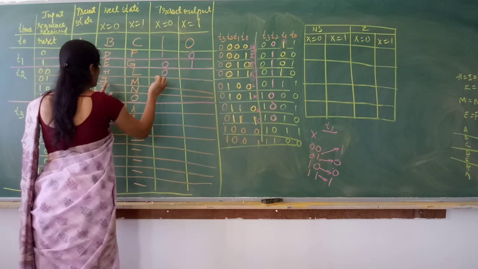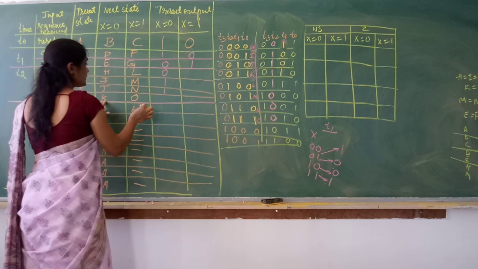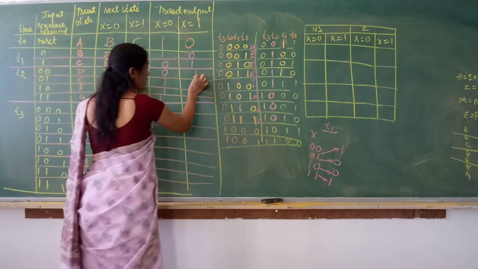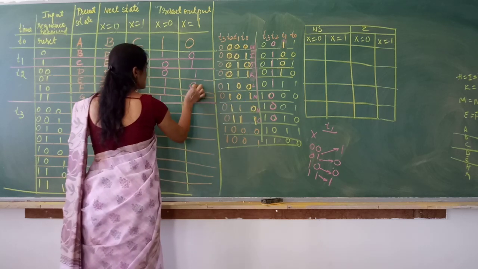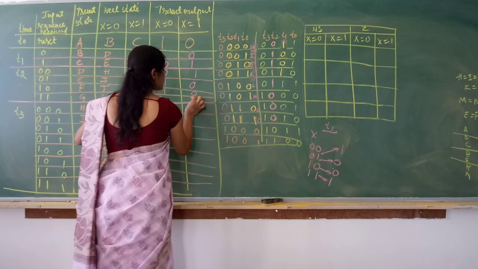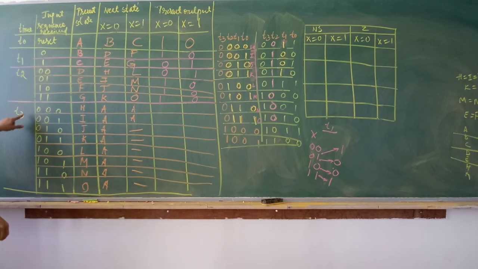0. I, 1. J, 1. K, 1. L, what is the output? 1. M, what is the output? 0. N, what is the output? 0. O, what is the output? 0. Like this. Now at time T3, how many bits?